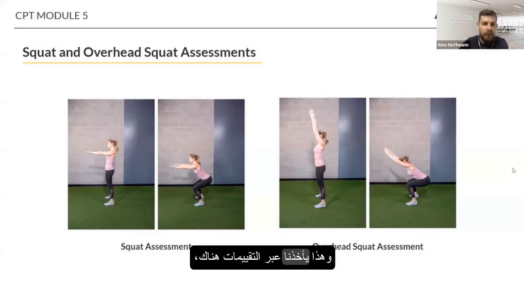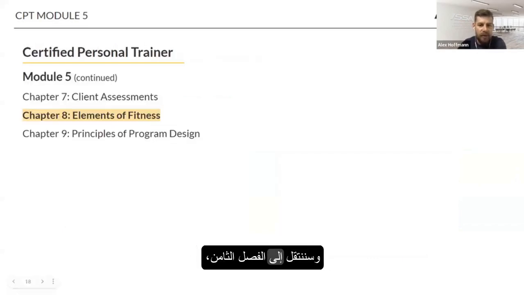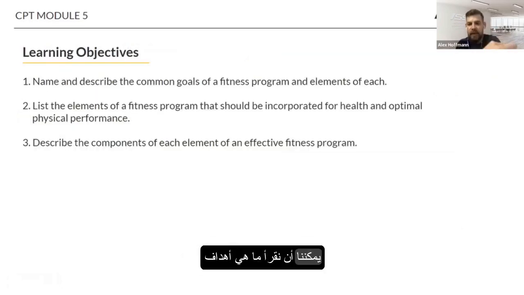And that takes us through the assessments there. And so now we are going to go ahead and we'll move into chapter 8, which is elements of fitness. So with elements of fitness, again, we can read what the learning objectives are here for chapter 8.